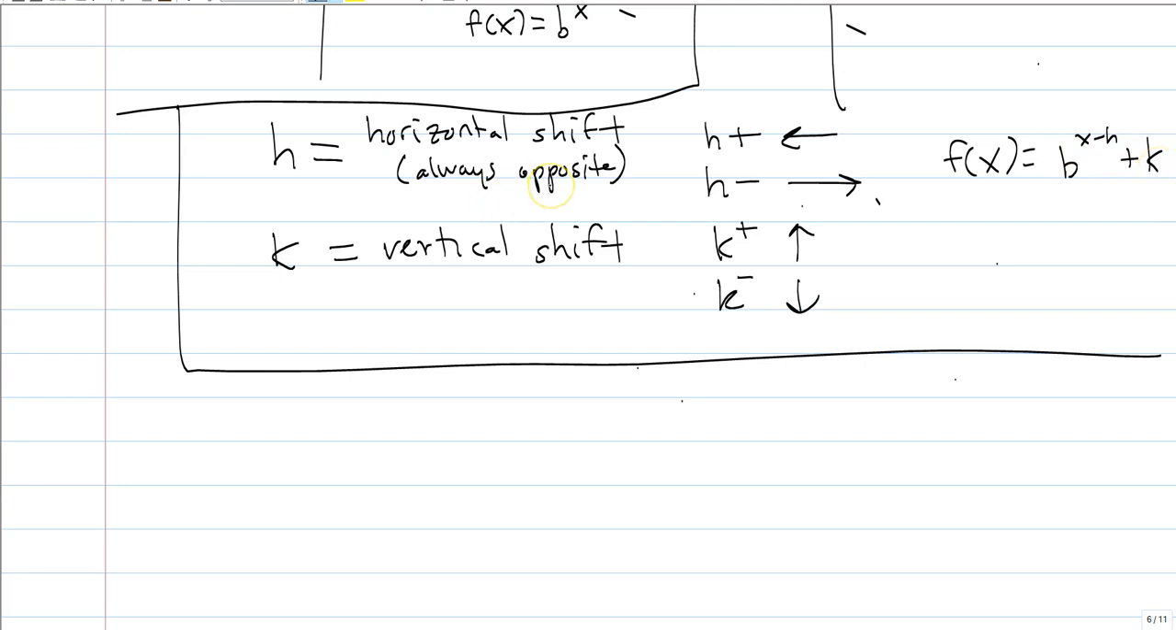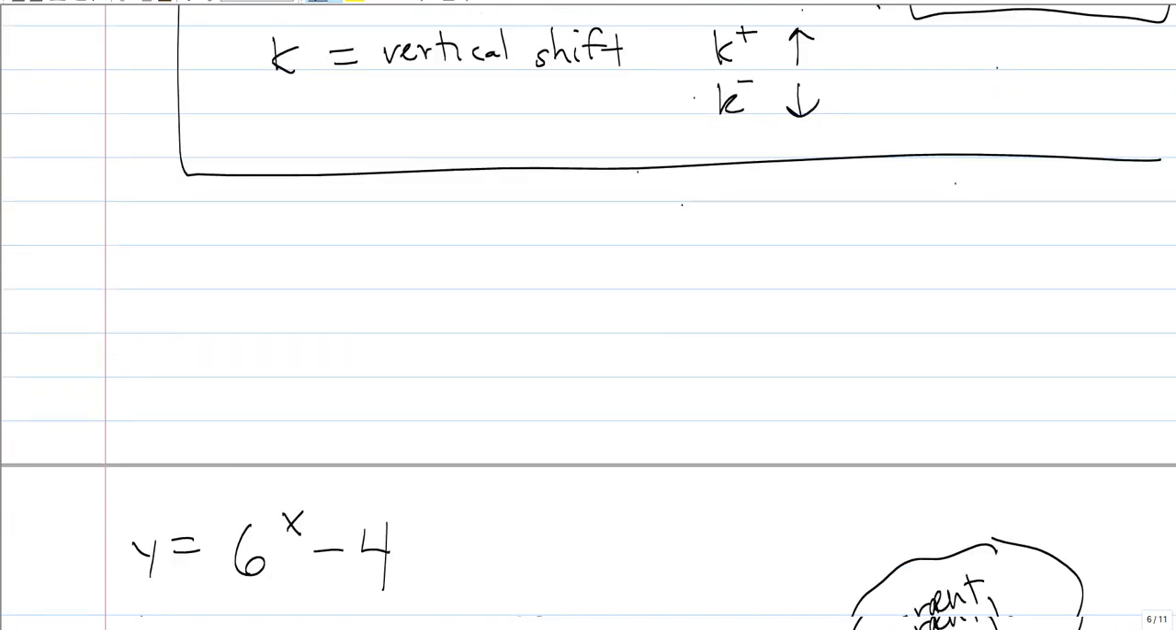H is our horizontal shift. It's always opposite, just like it's been. So the idea is, if H is positive, it shifts to the left. If it's negative, it shifts to the right. It's opposite. The K, the vertical shift, goes up, negative goes down. So there's going to be our function. Those are all of our pieces that we need to know. Let's practice it.